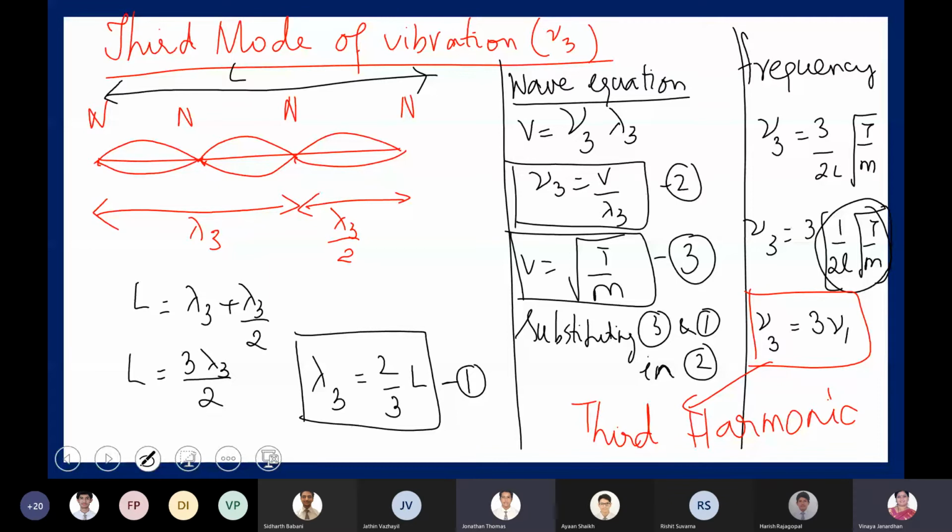Ma'am, in the final answer, what does this L represent? Length of the wire, the length of the string, capital L.